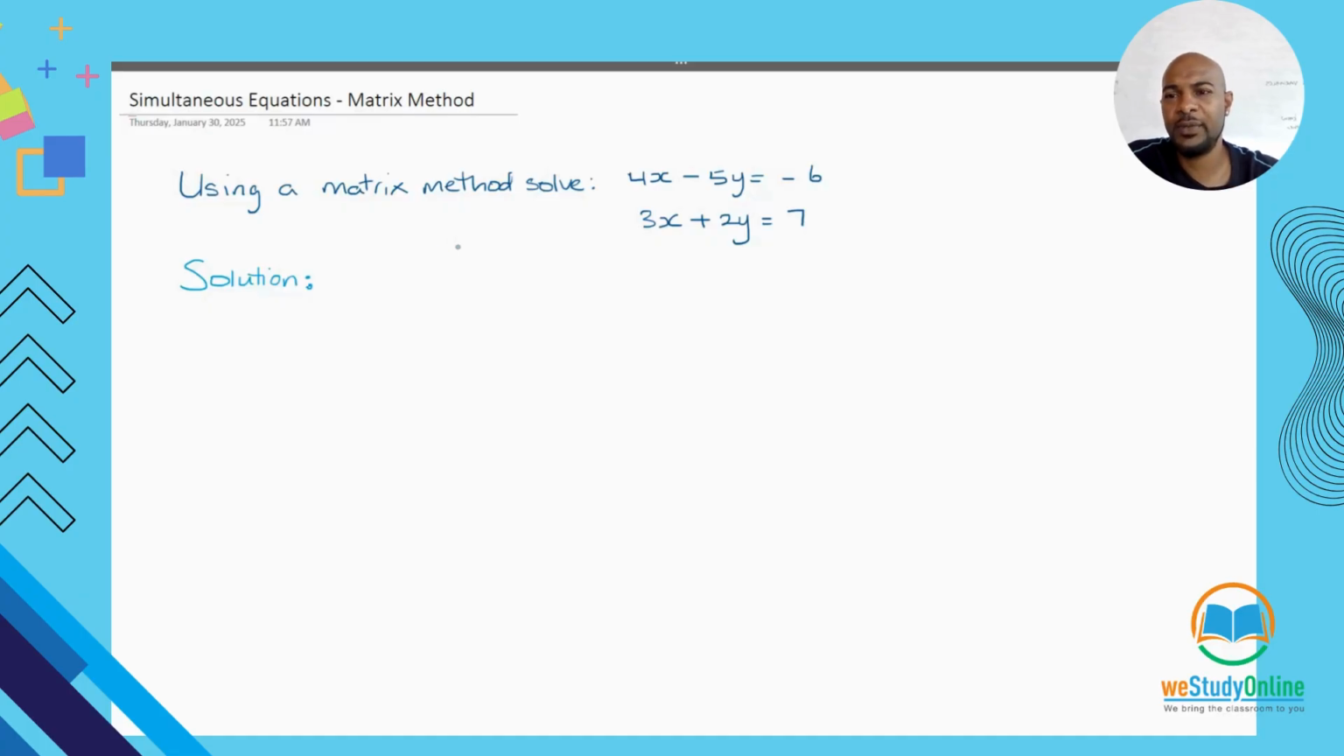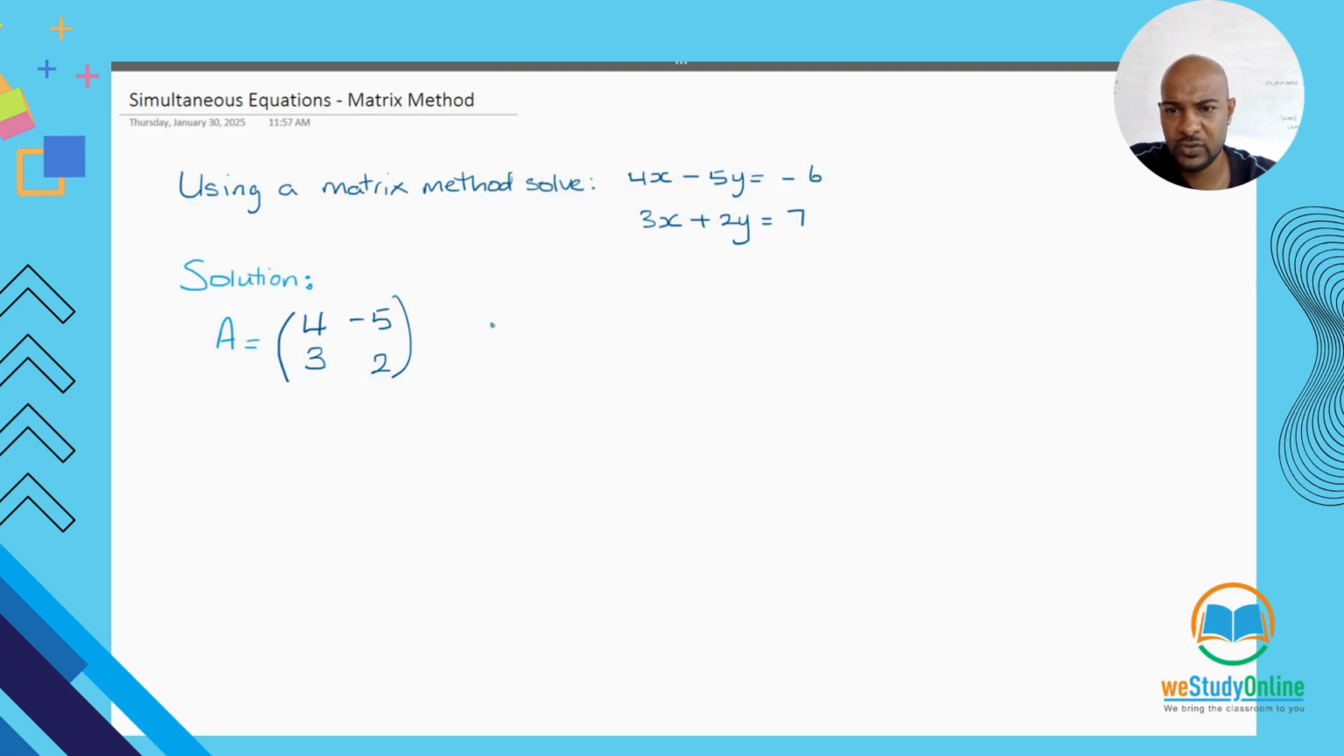Look at solving a pair of simultaneous equations using the matrix method. To begin with, we want to create three matrices from the pair of simultaneous equations, and I'm going to name them A, which will be the coefficients of x and y. Important to always capture your signs. So we're going to get here 4, 3, -5, and +2.